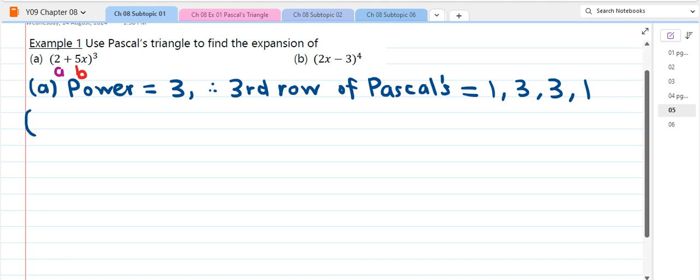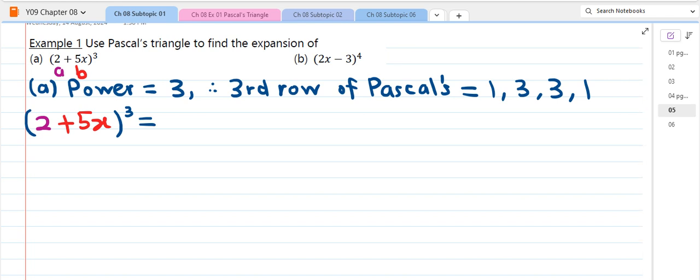So let's start with the expansion. 2 plus 5x to the power of 3 is going to be, right, so the first term will have a coefficient of 1, and then the A will be A to the power of 3. So the 2, which is your A, is going to have a power of 3, and the B is not here yet. So let's have a look. Let's move to the next one.